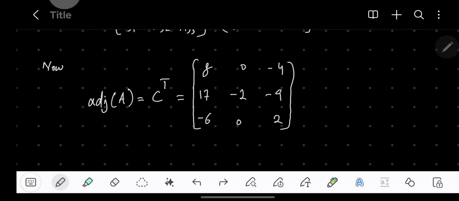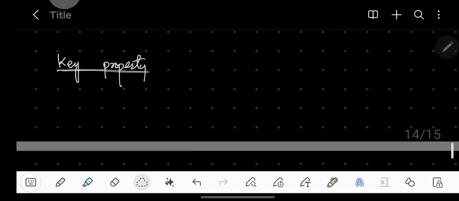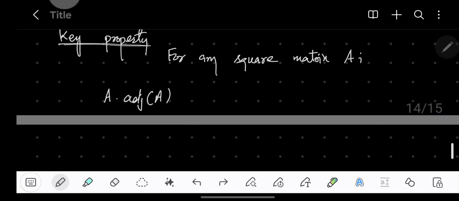This process is a little long and lengthy, but it is easy to calculate. Once you practice, everything will be fine. So next, we have the key property of the adjoint of the matrix. For any square matrix A, we have A times the adjoint of the matrix is the same as the determinant times the identity matrix of order n by n.